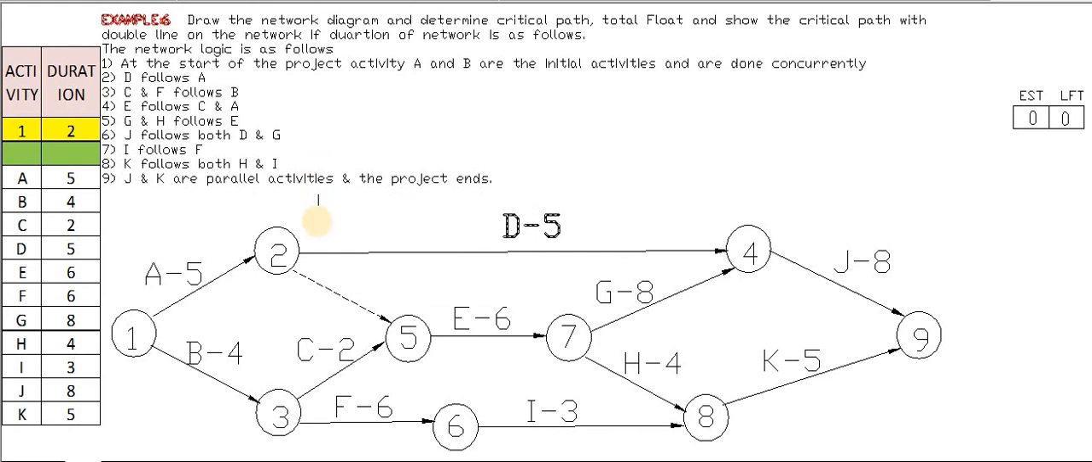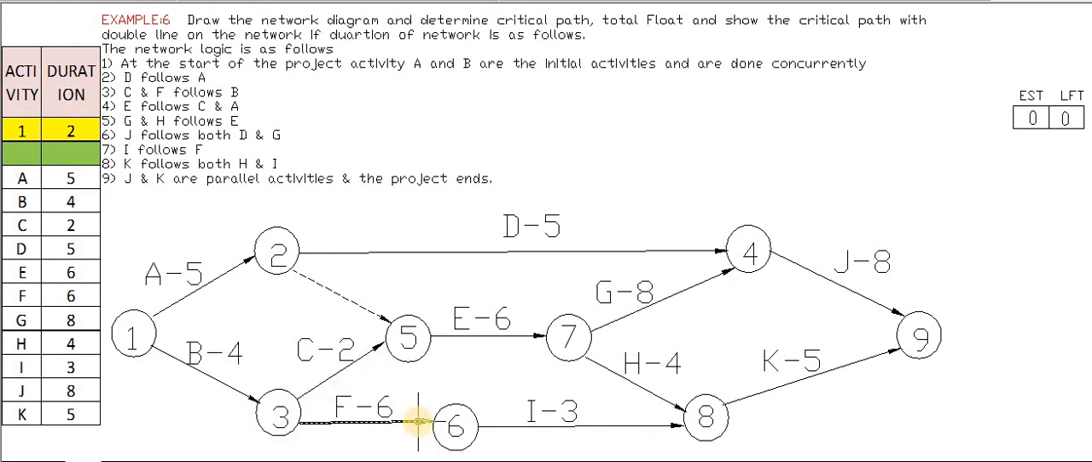It is correct. What is serial number 3? Serial number 3 is C and F follows B. That means only after completion of B, C and F will be taken care of. So here we have completed B, C and F. C and F are starting at the same point where B is ending. Yes, so here B is ending and C and F are the starting points. Okay, so serial number 3 is correct.